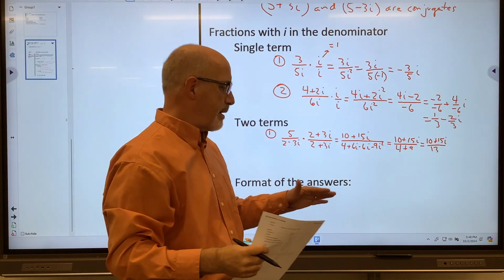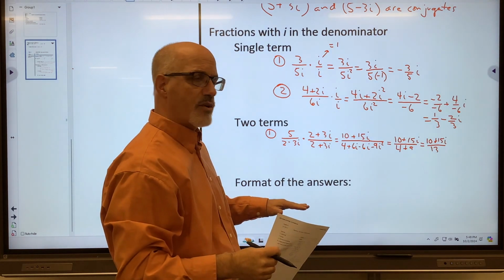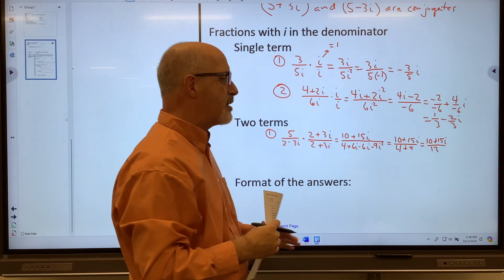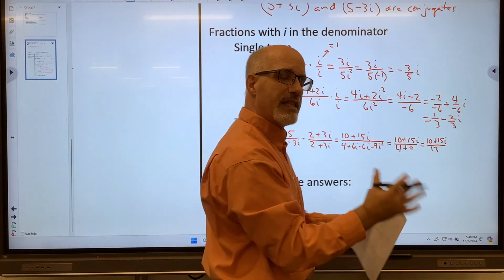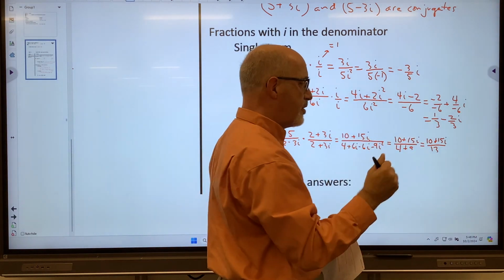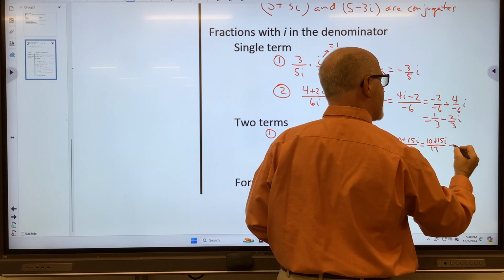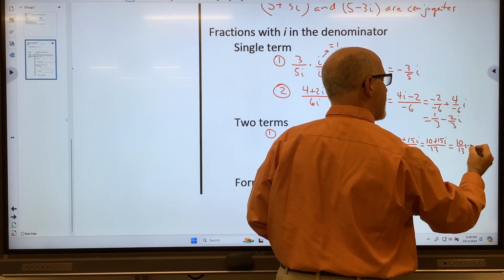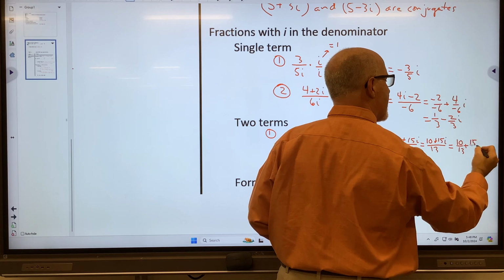Now we're going to talk about this in a moment, what the format of the answer is. You don't want to leave it in that form. We want to separate the real and the imaginary part. This is really the answer, and if you get that far, you're in good shape. But we do want to separate it into 10 over 13 plus 15 over 13i.